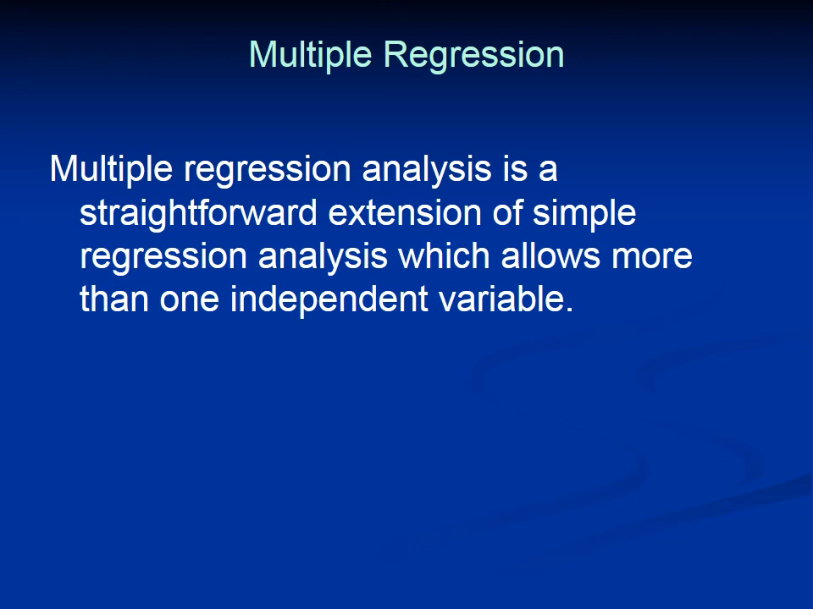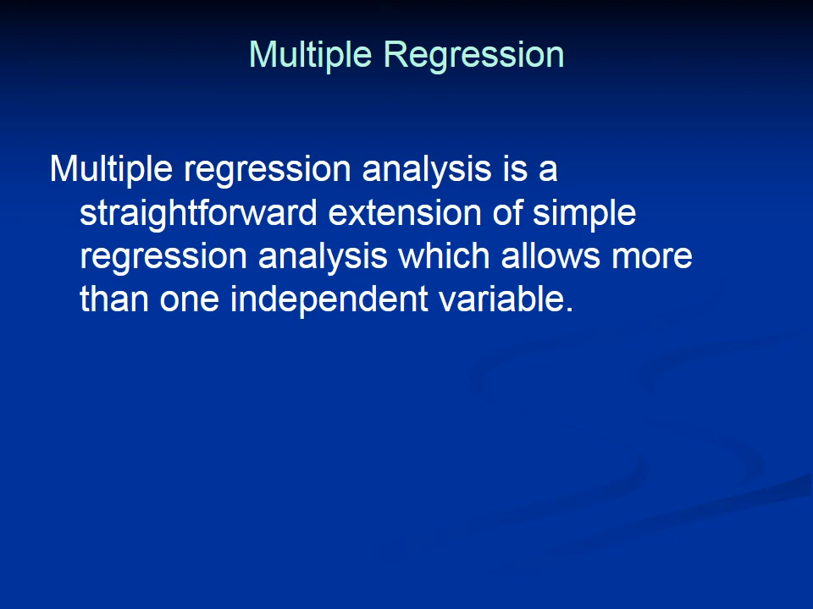So multiple regression analysis is a straightforward extension of simple regression analysis, which allows more than one independent variable. Now, multiple regression means you are looking at more than one independent variable. Take an example. If you're looking at the relationship between the level of education and income, you will find that income is not only affected by the level of education. Income could be affected by so many other things.